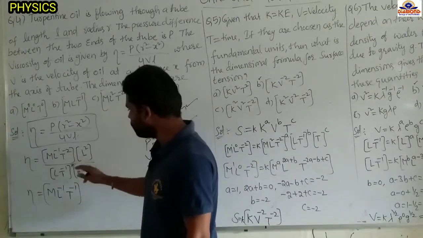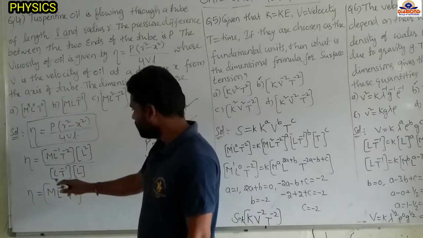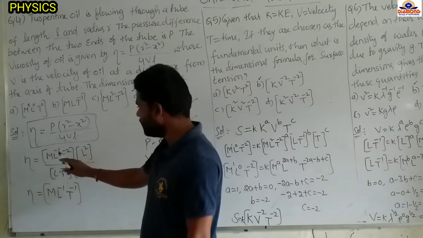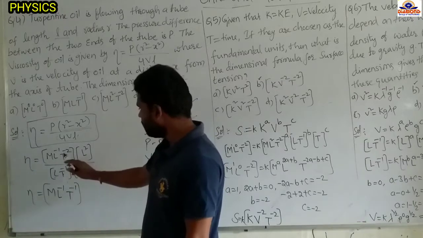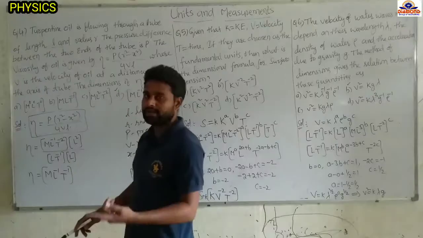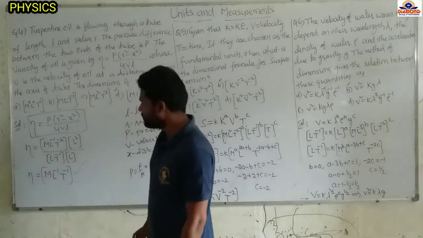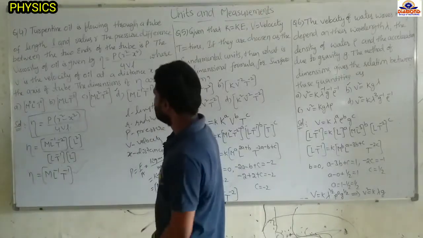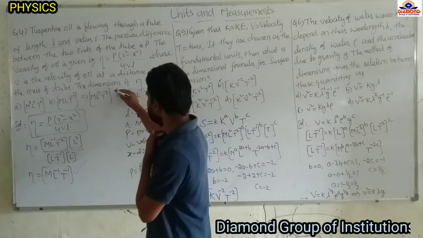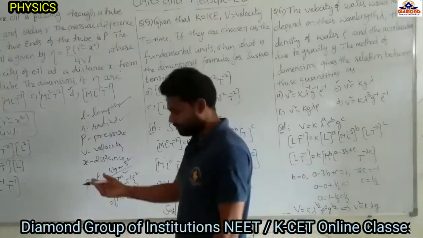M is there, only one term, M. Next L, L power minus 1, L power 2, L into L square. This L square will be cancelled. Remaining L power minus 1. Here T power minus 2, divided by T power minus 1, T power minus, into upside, T power plus 1. Minus 2 plus 1, minus 1. T power minus 1. So this is the viscosity dimensions of eta, that is M L power minus 1 T power minus 1. Okay, so like this you have to do the problem.